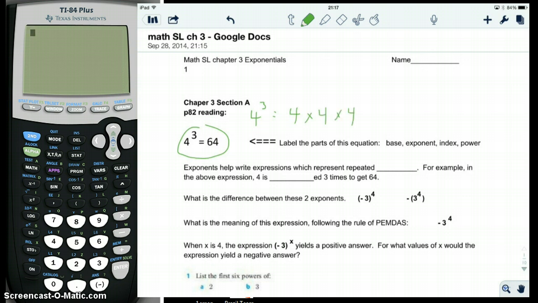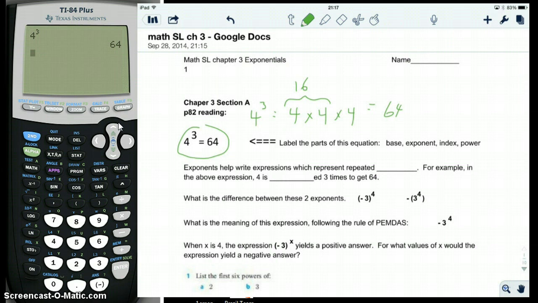And maybe you can't do that in your head, but if you group it a little bit, say 16 times 4 is 64. And if you have trouble with that, you can use your calculator. 4 to the third power, and we get 64. Okay, so we confirm that value.